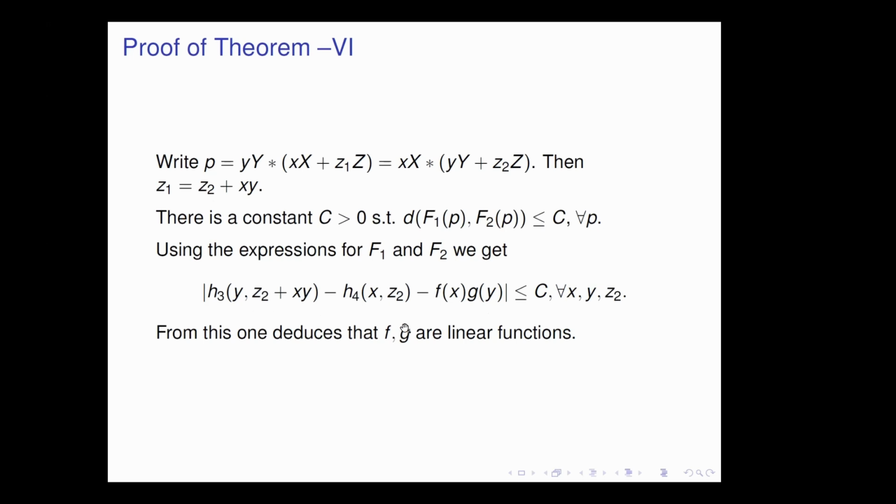So now you just work with this inequality. So now you look at here, it's true for any x, y, and z2. So you take some special values for x, y. For example, by applying a left translation, you can assume f(0) equals 0. And in this inequality, you set x equal to 0, then the distance becomes 0.